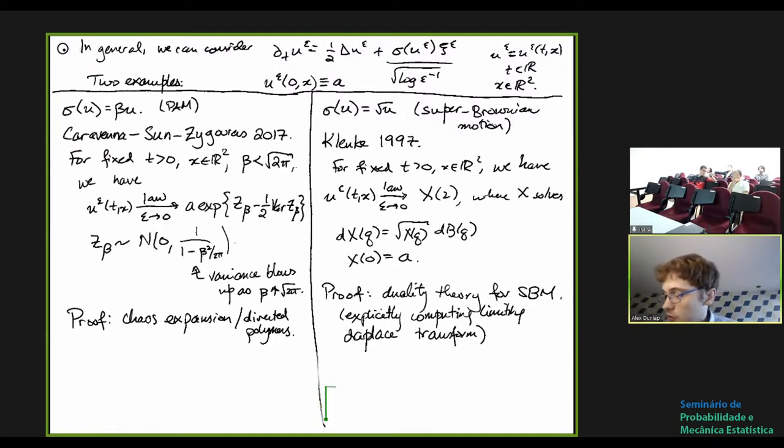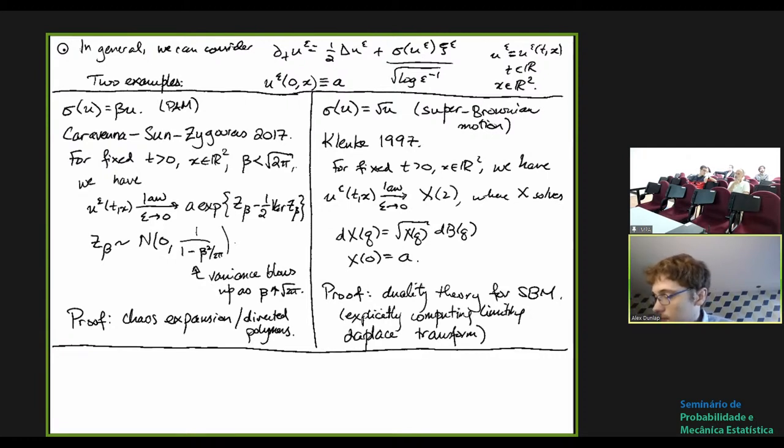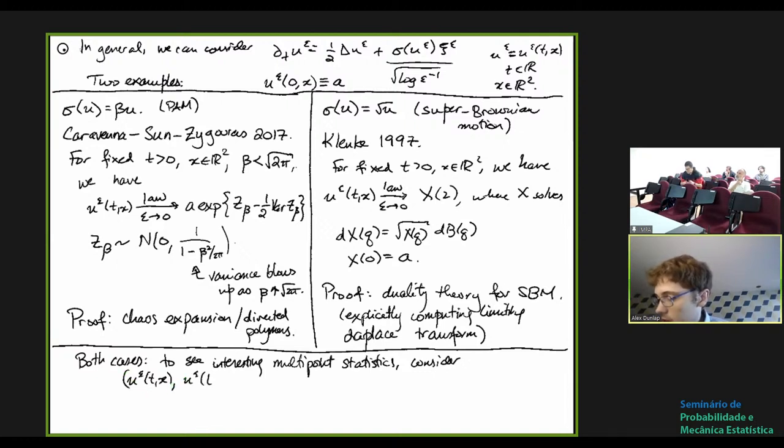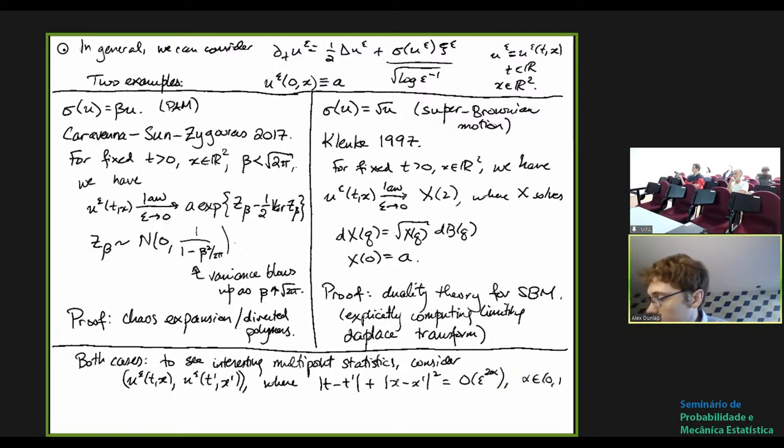Okay, so similar results, totally different proof strategies. And let me just mention one more thing. So in both cases, this is just for one-point statistics. To see interesting multi-point statistics, one should consider u epsilon of t, x and u epsilon of t prime, x prime, where (t minus t prime) plus (x minus x prime) squared is on the order of epsilon to the 2 alpha for some alpha between 0 and 1.